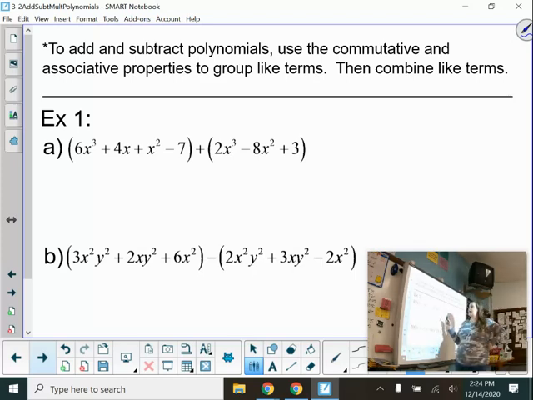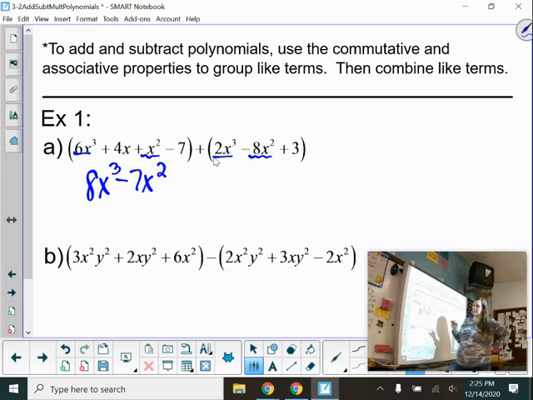So for part A, we have a plus sign here, so we can basically ignore the parentheses because we don't have to worry about distributing a negative or anything like that. So I'm going to line up and combine my cube terms. So I have 6x cubed plus 2x cubed, which is 8x cubed. I have my x squared terms. x squared minus 8x squared is minus 7x squared.